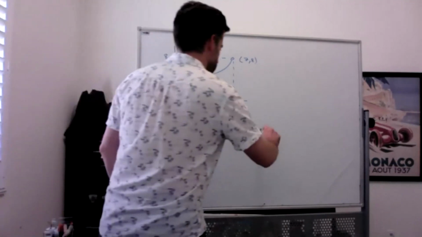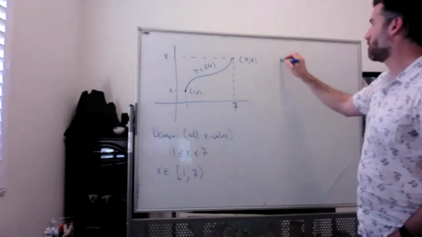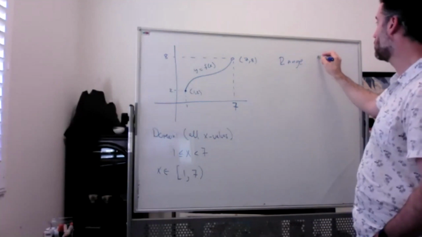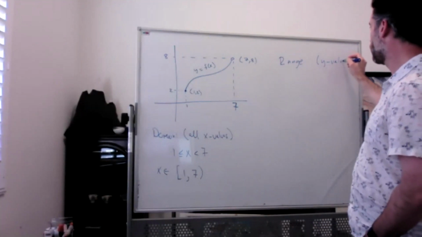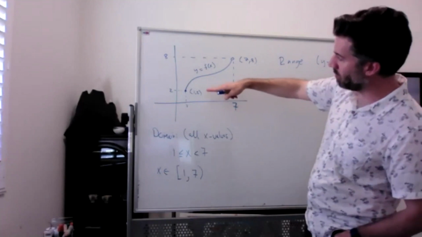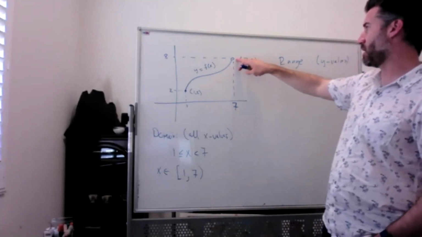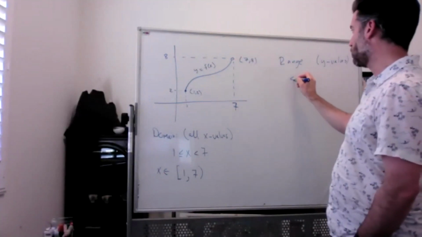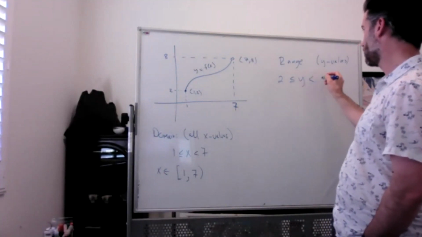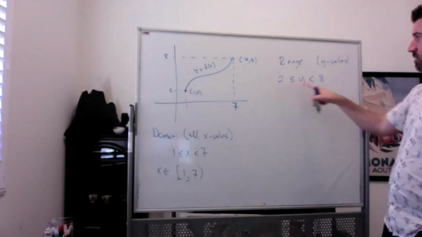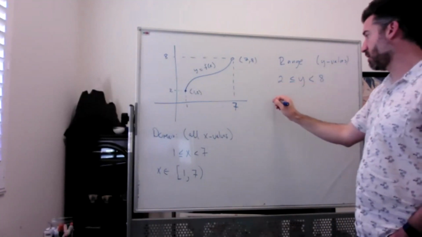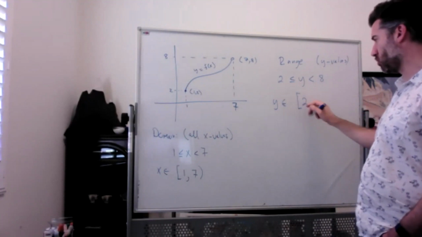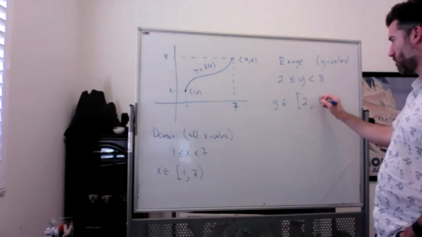The range, which is all the y values. Well, here we see the y values go from as low as 2 to as high as everything up to 8, but not including 8. So we'd say that y is greater than or equal to 2 and less than 8. Or we could also say y is an element of the set from 2 inclusive with a bracket to 8 exclusive.